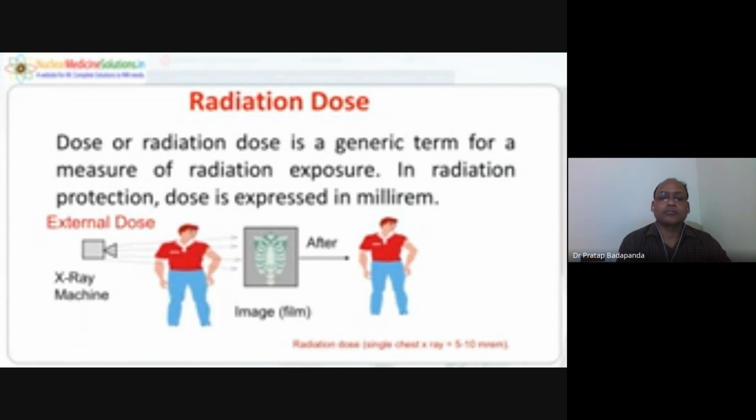Dose, or radiation dose, is a generic term for a measure of radiation exposure. In radiation protection, dose is expressed in milliram. We talked about the quantity RAM.